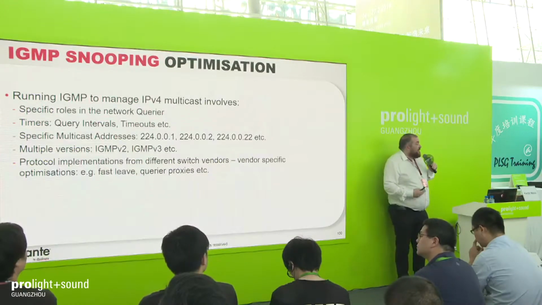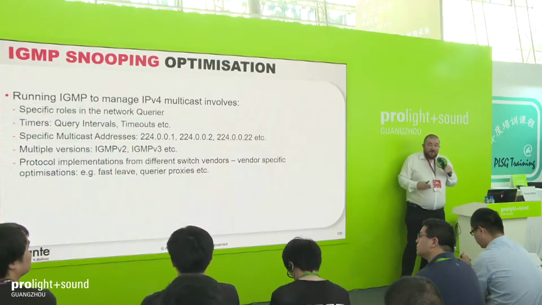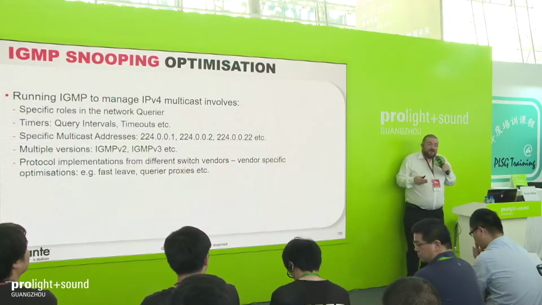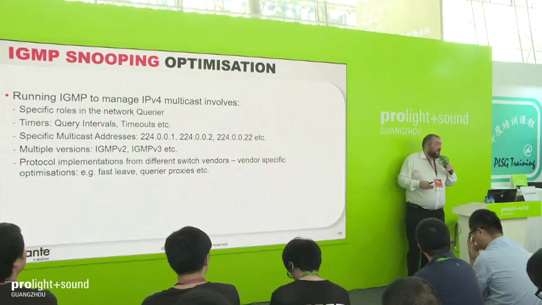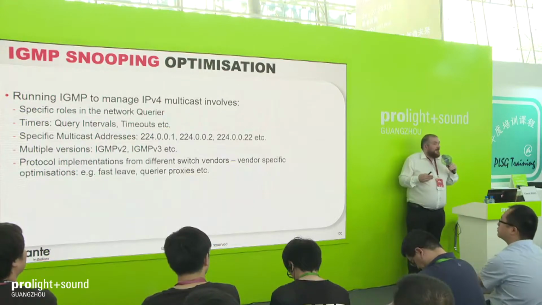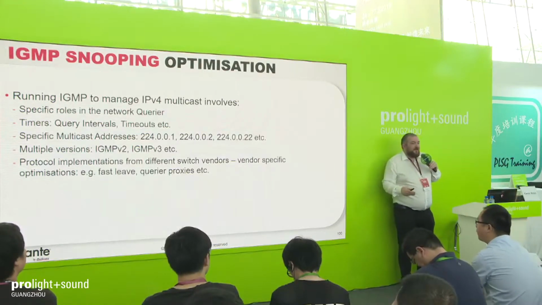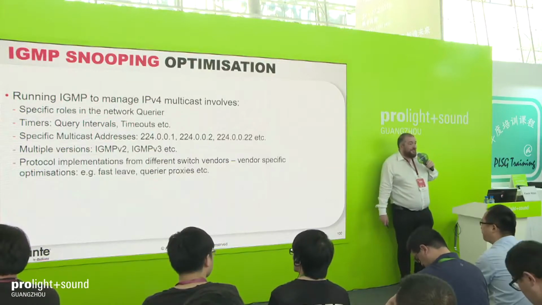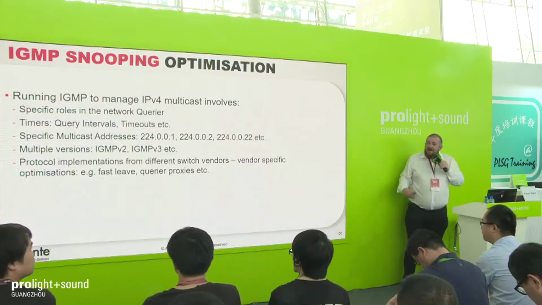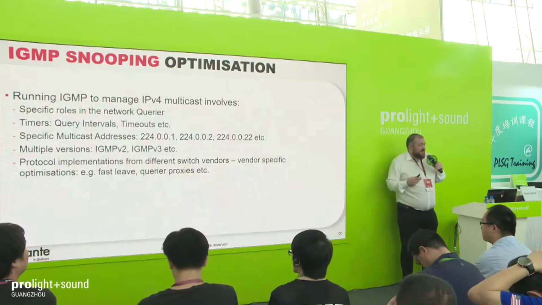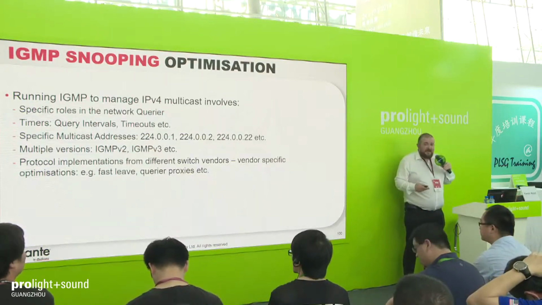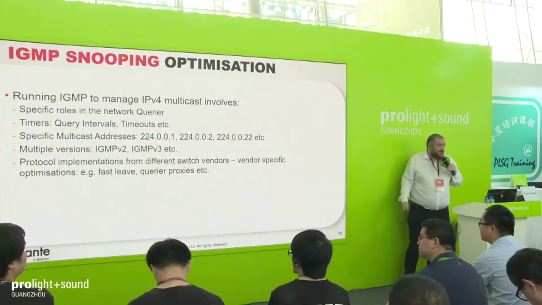There's also multiple versions of IGMP, so there's version 2, version 3, etc. And the protocol implementations are different on different switch vendors. So be very careful about mixing different switch vendors' implementations in the same network. It can be unpredictable. And there are certain optimizations vendors do, like fast leave or query proxies, which are in addition to the standards and can help and can hinder.